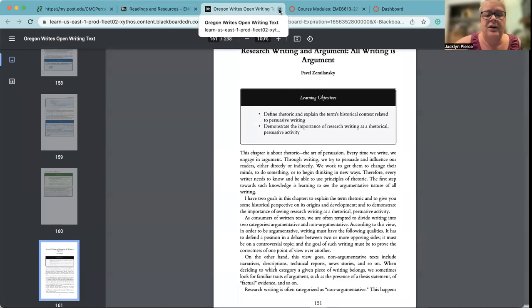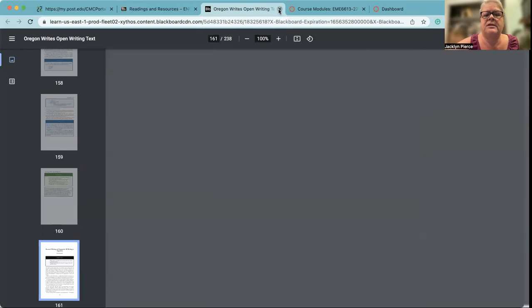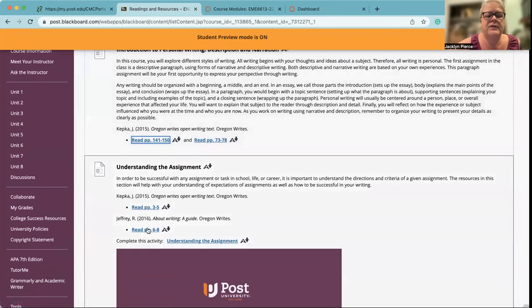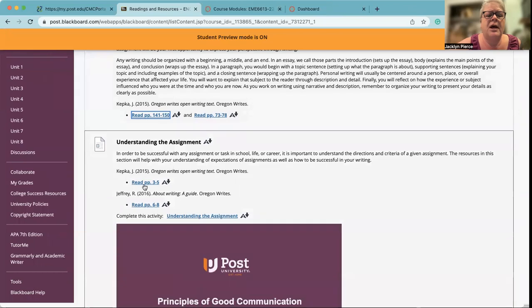Now, if you do better by highlighting and things like that, you could even print these out if you want to. But these are your reading assignments. Okay, so you have 2 in the first section, you have 2 more in the second section, and you'll notice none of them are super long. The first 2 are a little bit longer, but understanding the assignment is the next phase.